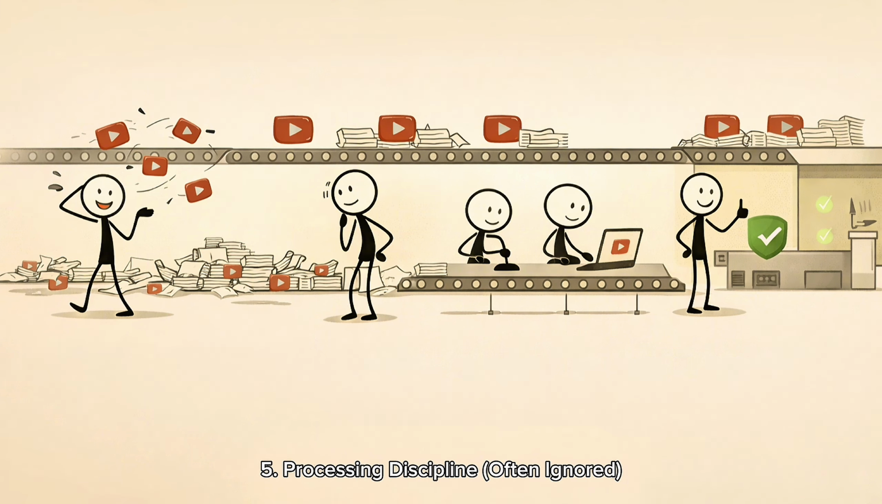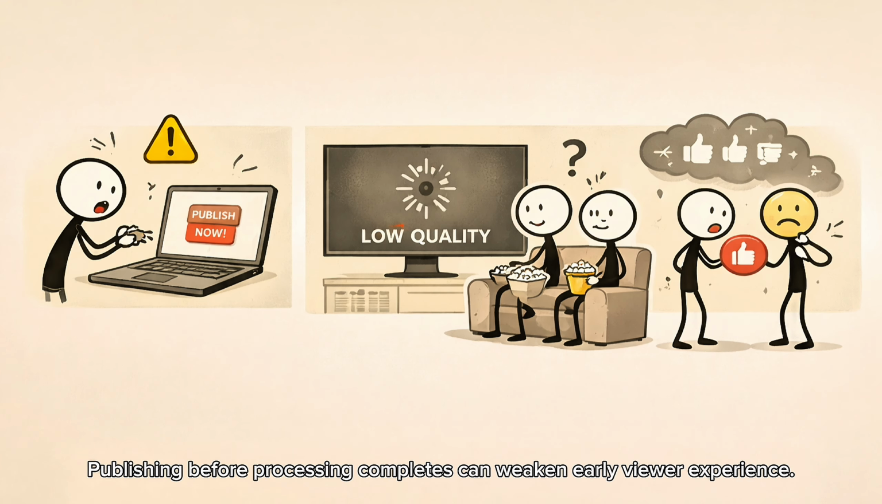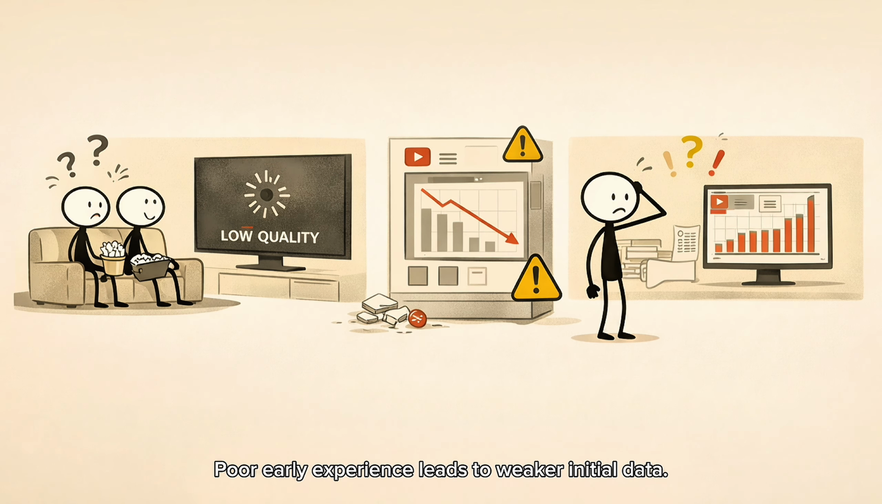Five: processing discipline, often ignored. Always allow full video processing, HD resolution availability, and subtitles or captions if used. Publishing before processing completes can weaken early viewer experience. Poor early experience leads to weaker initial data.